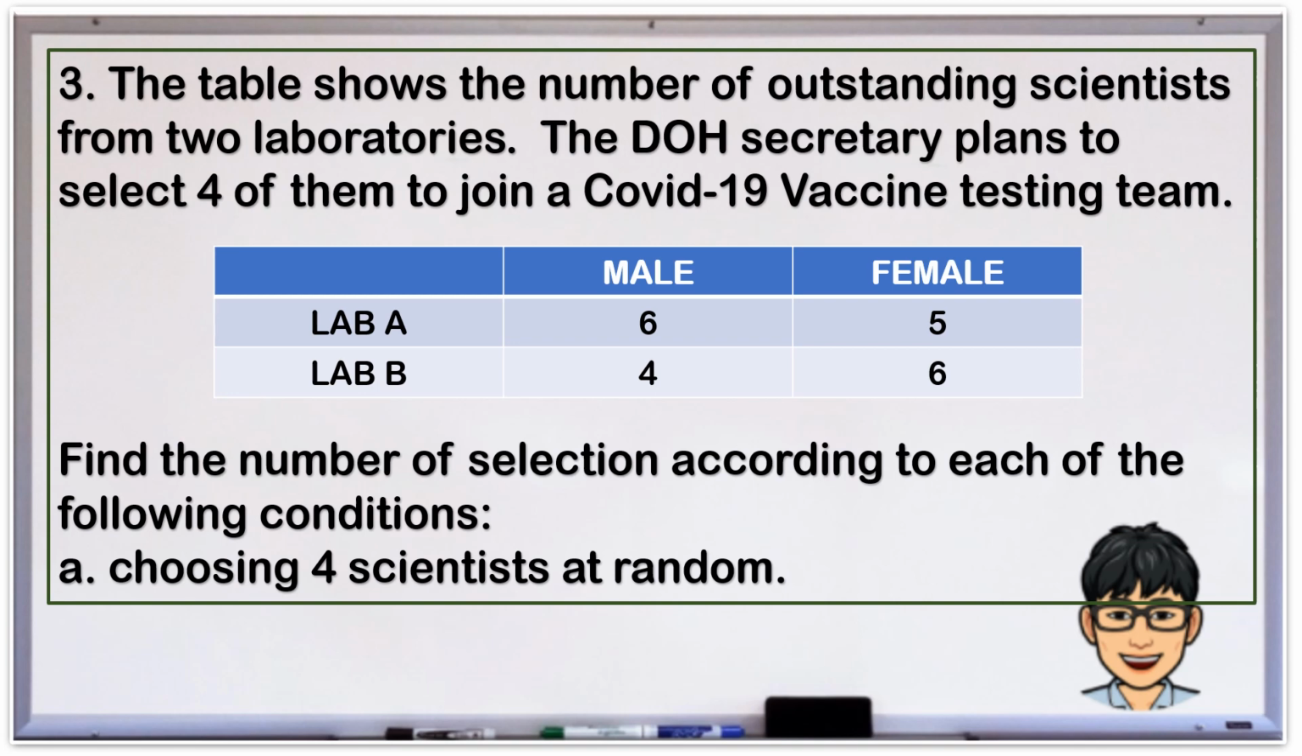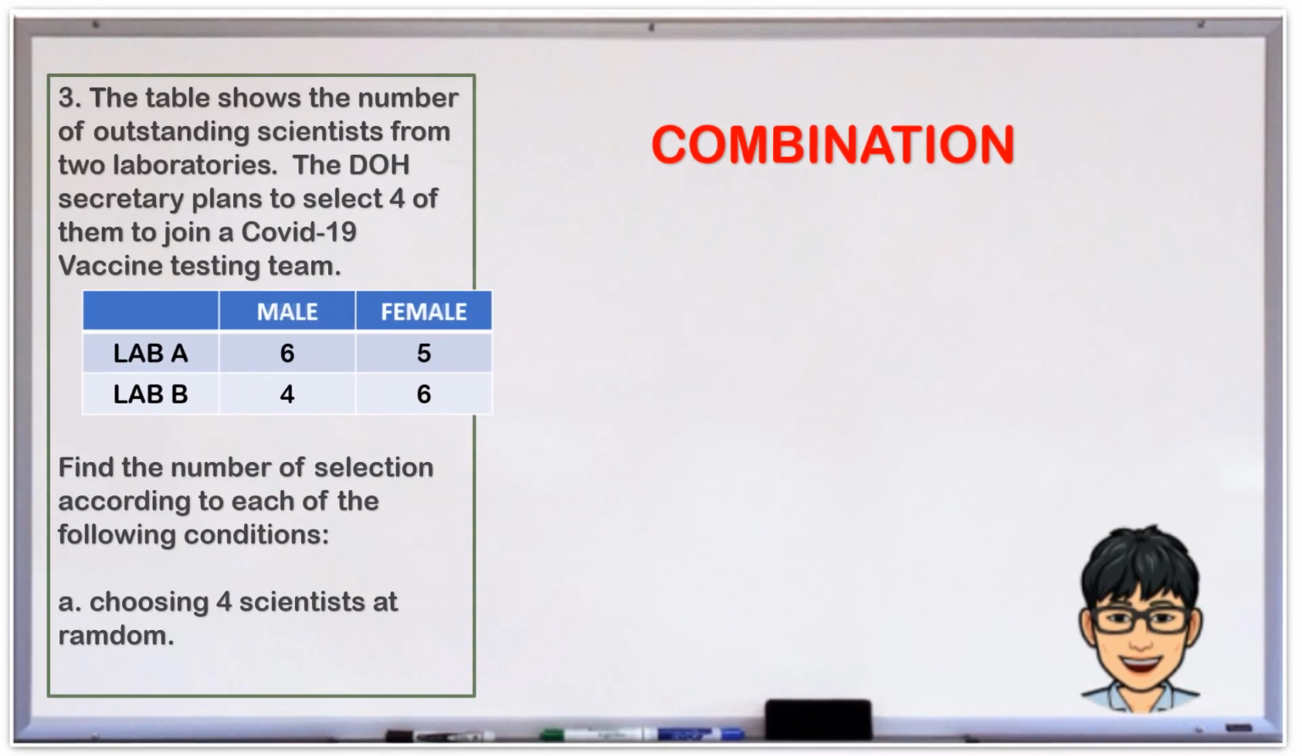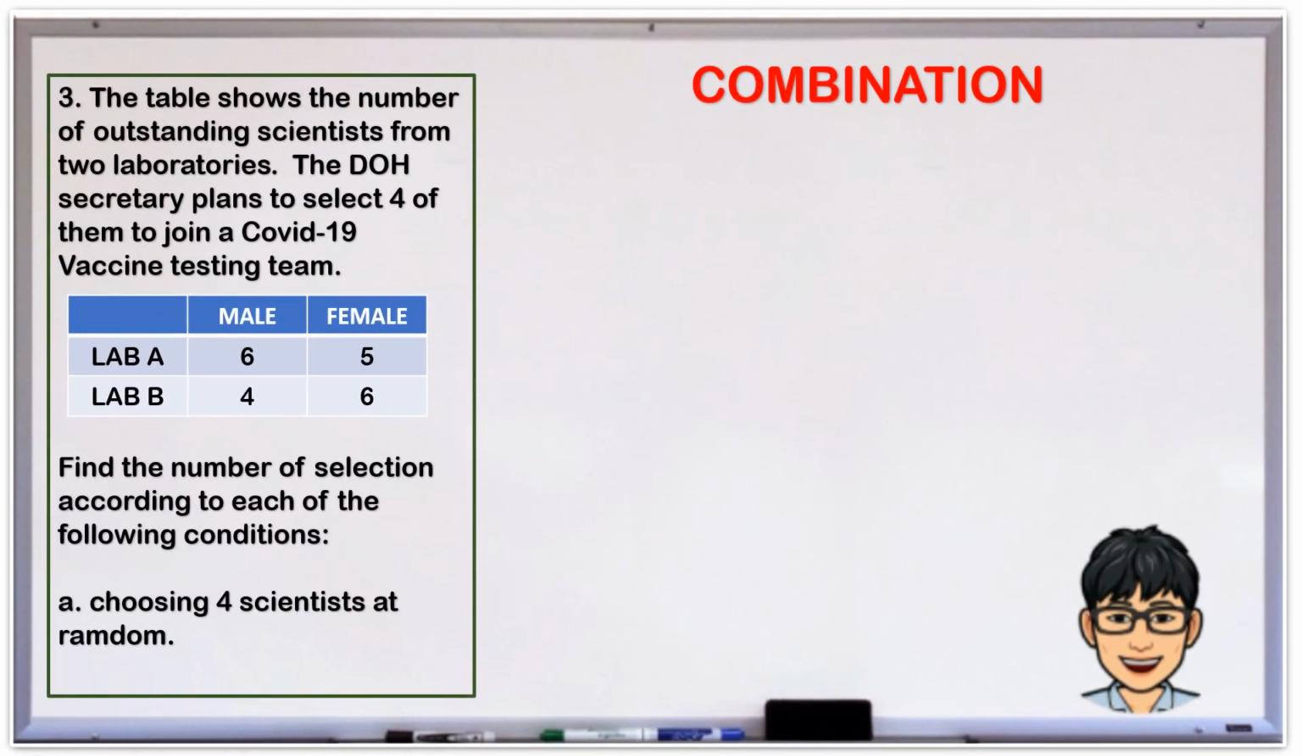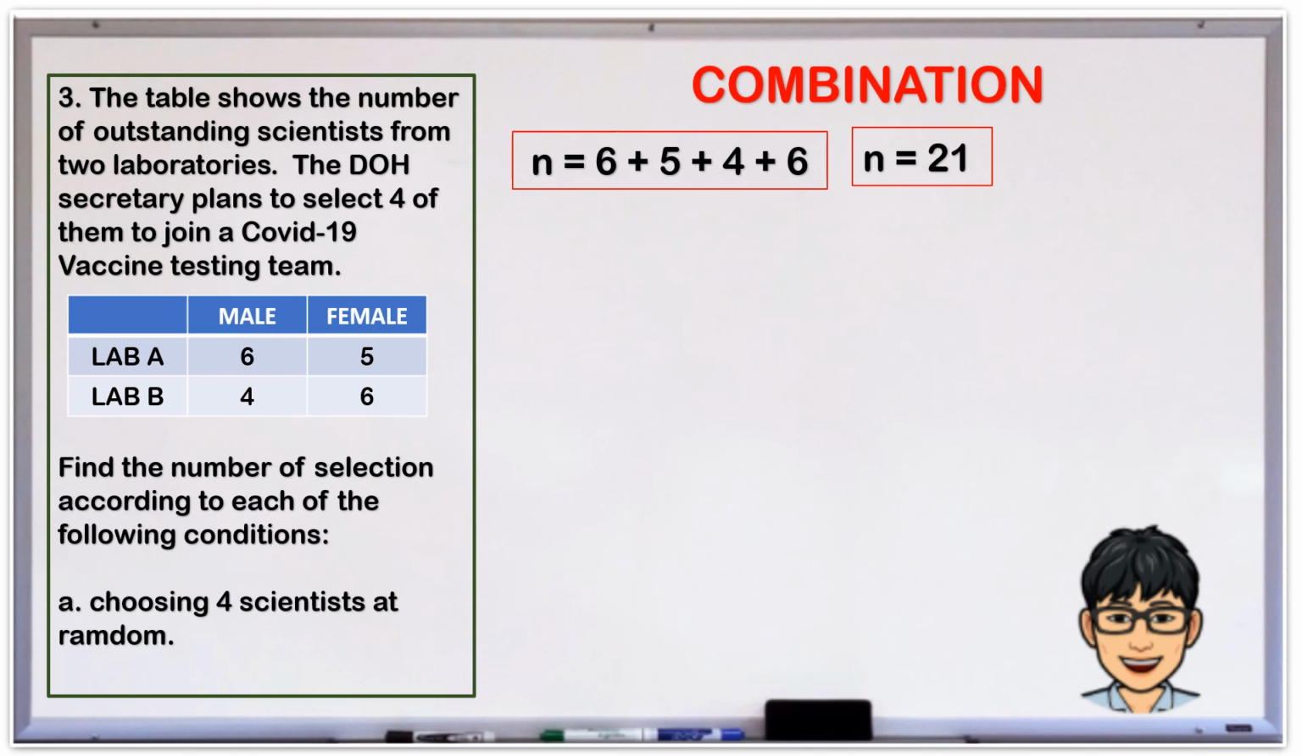And if you think the problem is all about combination, you are correct. At dahil at random ang pagpili ng apat na scientist sa problem na ito, any from the number of males and females from the two laboratories ang pwedeng makasama sa selection. So therefore, ang total number of N natin dito ay 6 plus 5 plus 4 plus 6. And that is equal to 21. At dahil apat lang ang mapipiling scientist, our R is equal to 4.